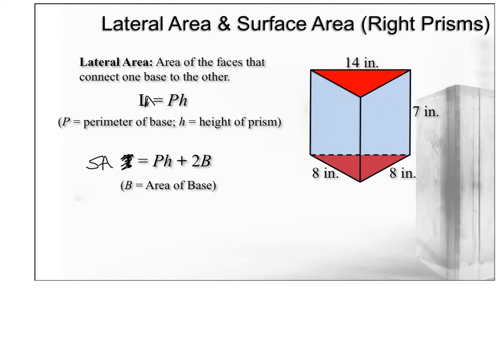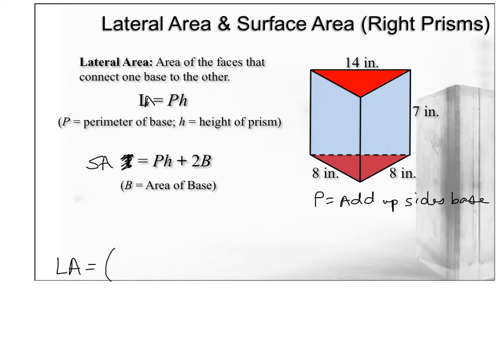To find the lateral area, we're going to take the perimeter of the base times the height of the prism. How do you find perimeter? Perimeter is adding up the sides of the base. As you look at this shape, you'll notice the base of the shape is a triangle. The two shapes that are exactly the same are the triangles, the top and the bottom. So, to calculate the lateral area here, I'm going to add up all the sides of the triangle.